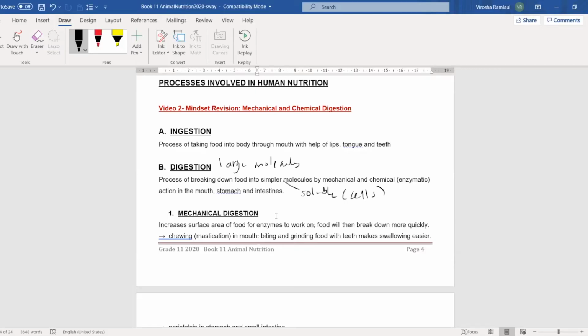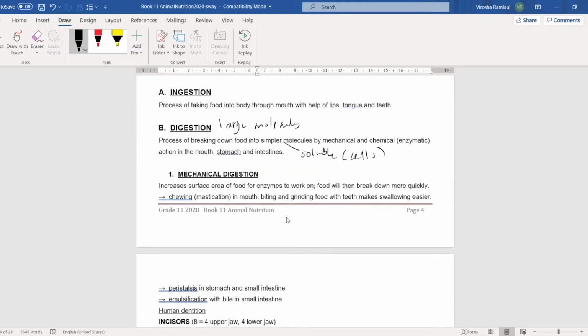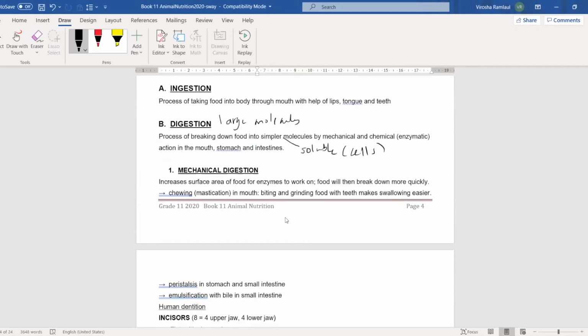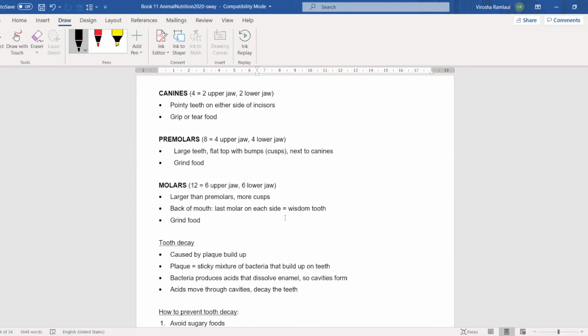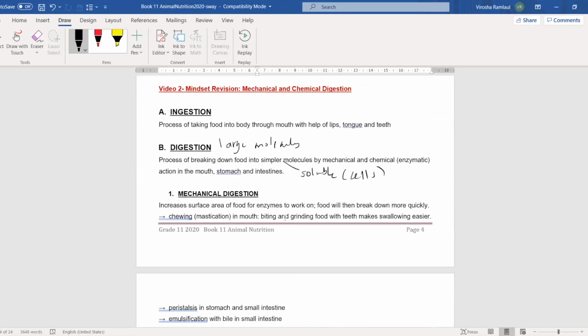This happens by your teeth crushing and grinding, and some parts of your body actually have muscles that contract and relax and physically break down food. You also get chemical digestion. Chemical digestion is when a large molecule of food is broken down to a small soluble substance in the presence of a chemical substance. The chemical substance will be, as you know already, HCl, and then enzymes. So wherever enzymes are, chemical digestion takes place.